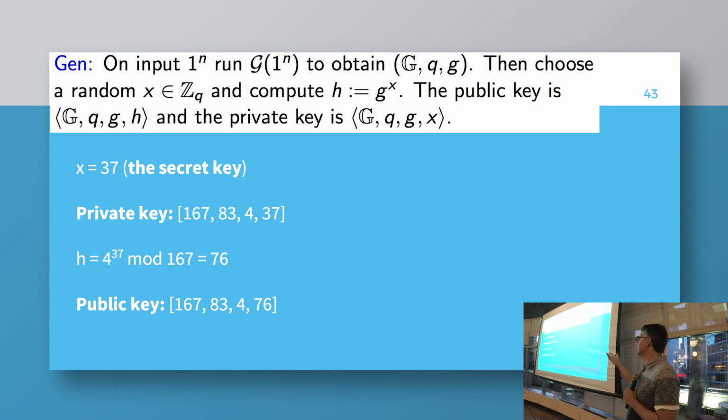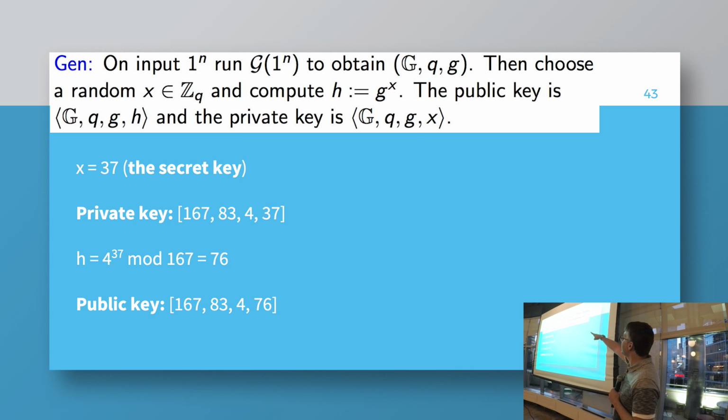Then, using that number, we can create a private key, and it says exactly here how to do that. We just tell it how many total numbers there are, 167. And then Q, how many of those we're using. We're using 83. Our generator that we're using to generate numbers, so we're multiplying by 4, that's 4. And then our secret is 37. And so that is our private key.